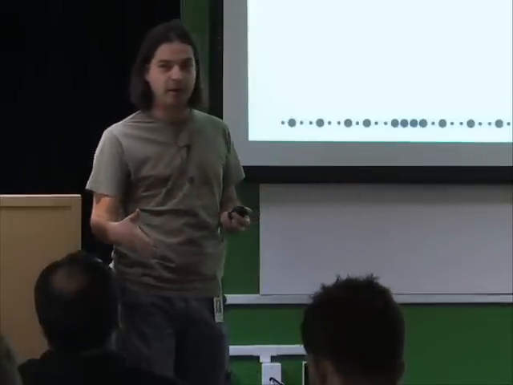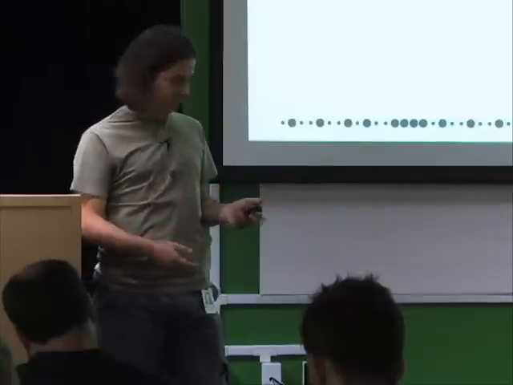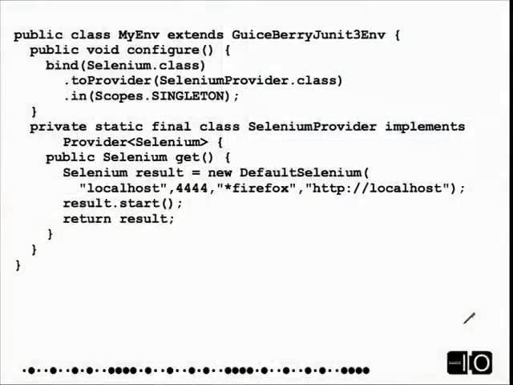The intent of GuiceBerry is if you have Guicified your production application, your test code will look just like your production code looks like. And this is your env. This is a Guice module. I chose, again, to make it extend from this GuiceBerry JUnit 3 env in there, which installs one basic GuiceBerry module, which knows how to deal with injecting test cases and understands test scopes. But basically, this is just a module, a Guice abstract module, where I can bind Selenium to a Selenium provider in Scopes.SINGLETON. And that Selenium provider is just a class that has the code that we had in the superclass, again, that knows how to create Selenium based on a default Selenium.